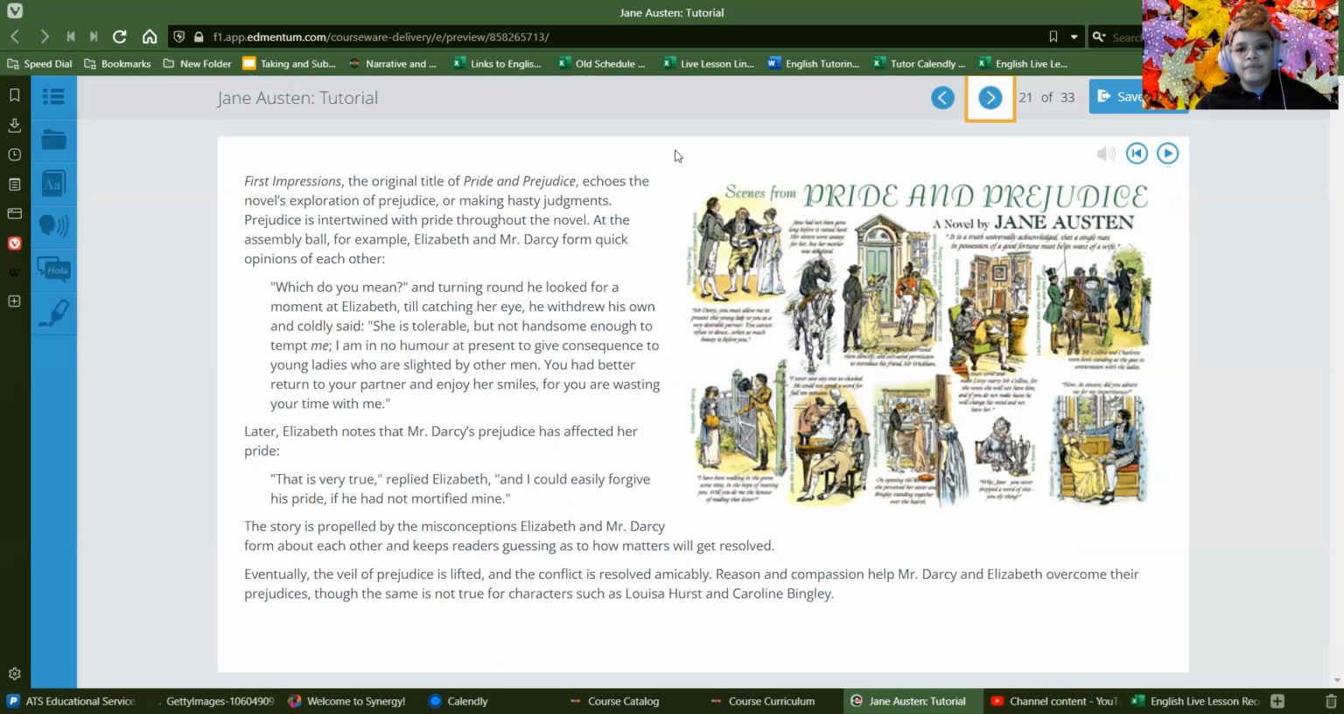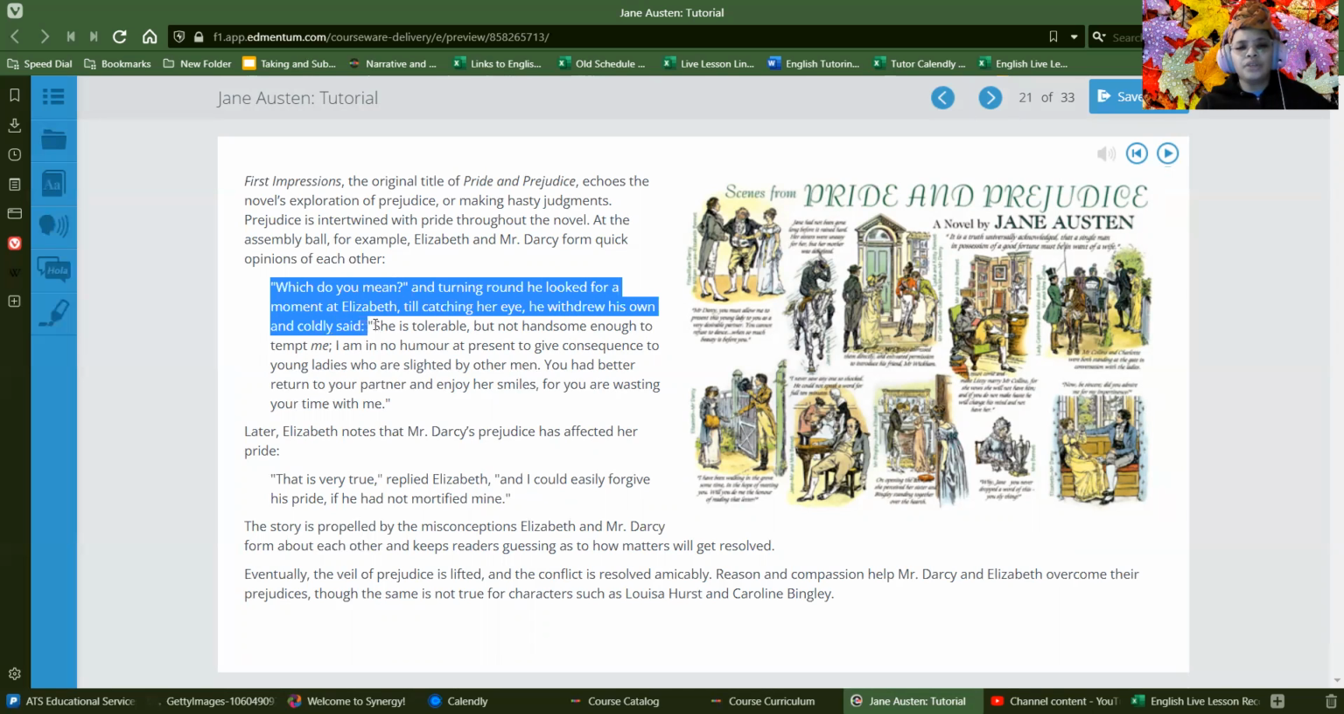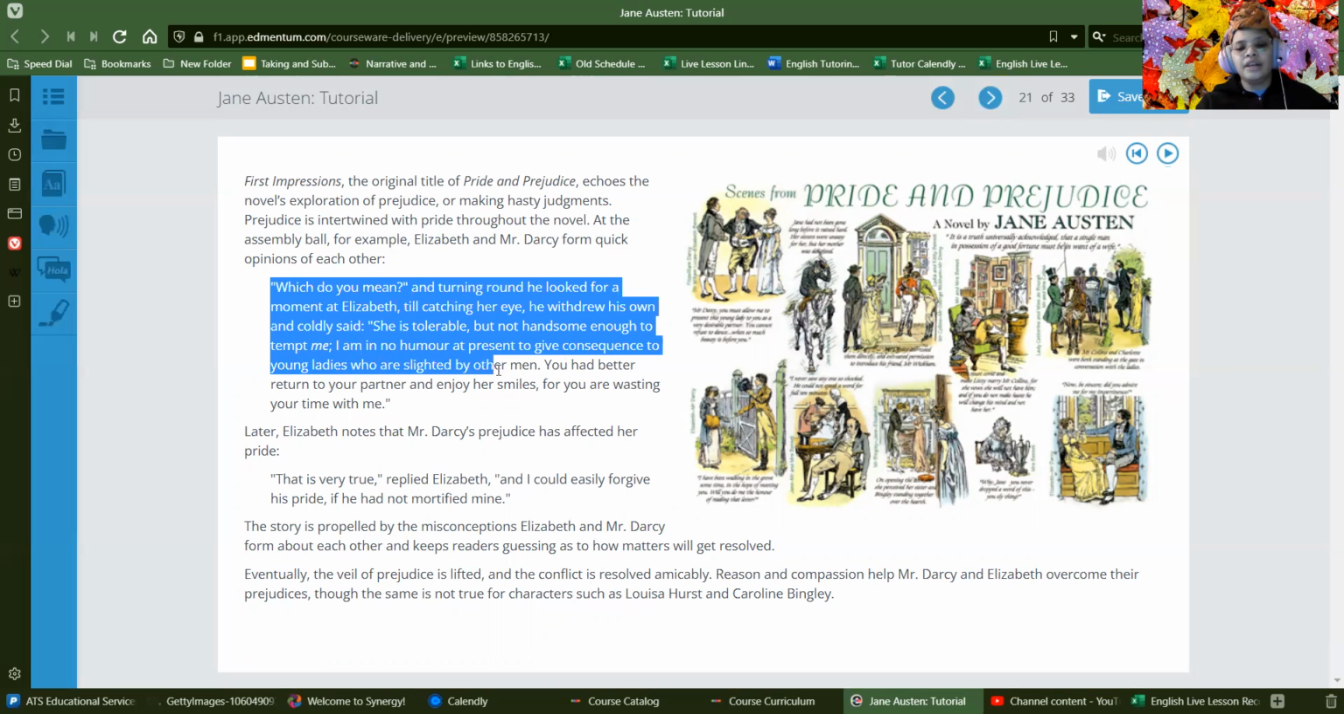Which do you mean? And turning round, he looked for a moment at Elizabeth, till catching her eye, he withdrew his own and coldly said, "She is tolerable, but not handsome enough to tempt me. I am in no humor at present to give consequence to young ladies who are slighted by other men. You had better return to your partner and enjoy her smiles, for you are wasting your time with me."